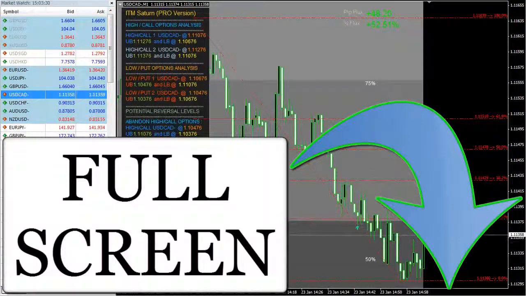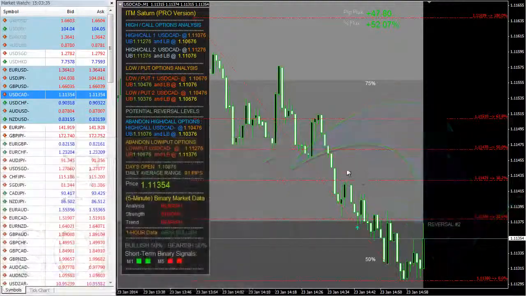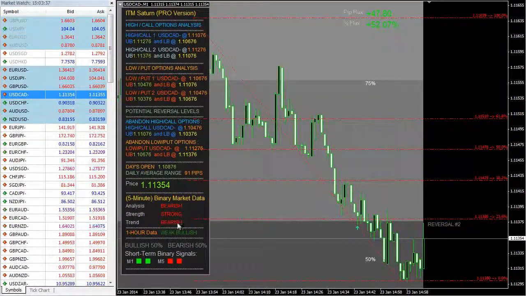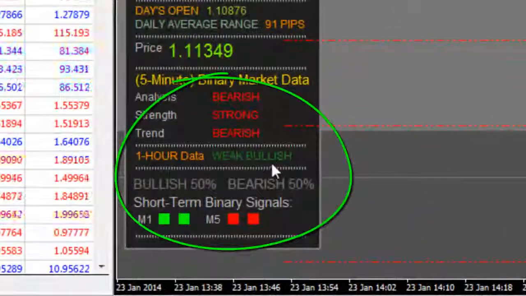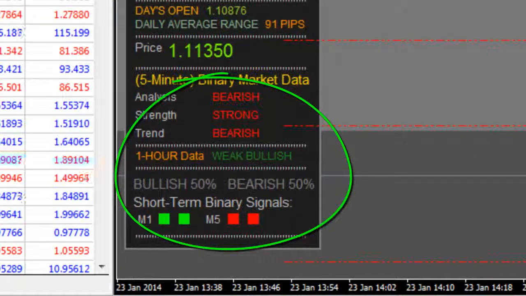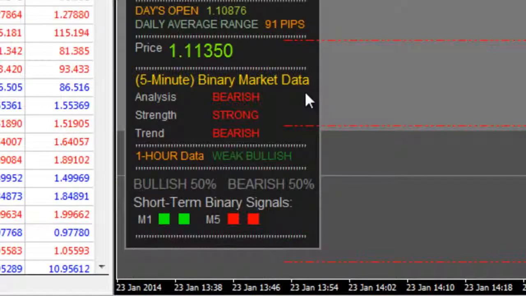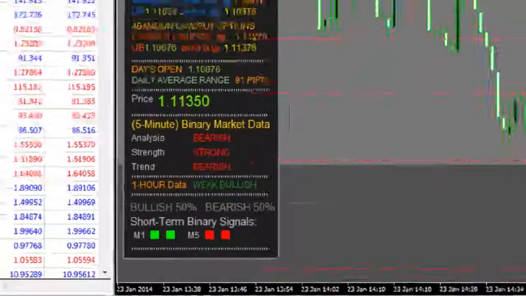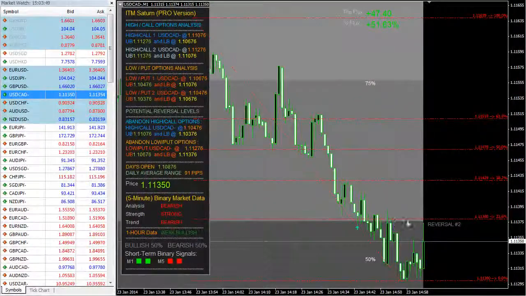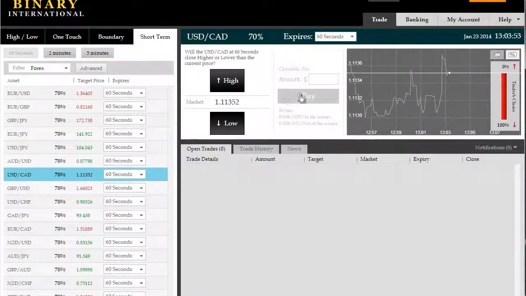All right, so we're on the USD CAD today on the 60-second time frame using ITM Saturn Pro, looking to take some trades on short-term time frames, high probability ones only. Currently, we have strong bearish strength with a weak bullish 1 hourly trend. So we're going to focus on short-term trades in line with the short-term trend, which is currently bearish, and see how far we get. Now, currently, we're looking at some resistances appearing in line with the bearish trend.